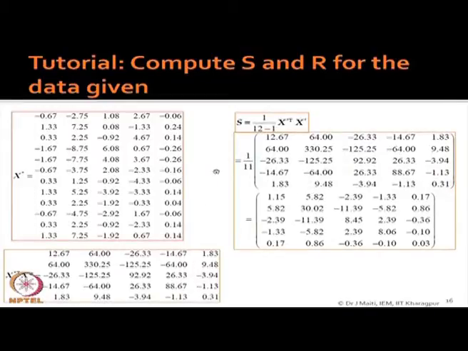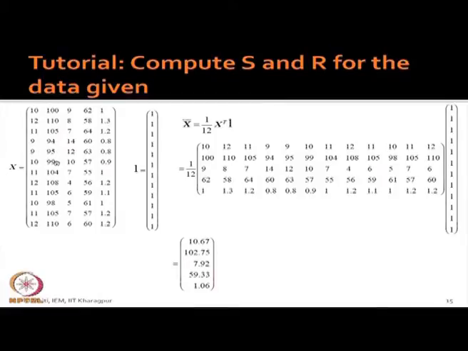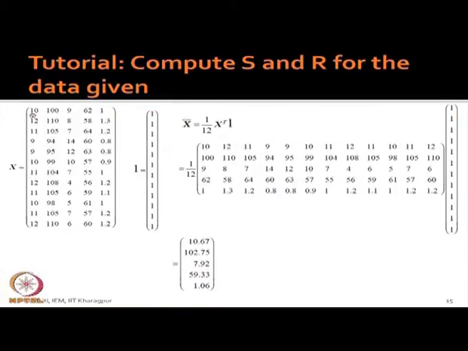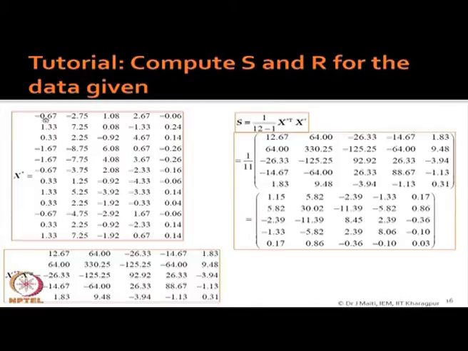Then what do you require to calculate? You require to calculate S. You require converting this x value to x star. That means, suppose 10 minus 10.67, that is why minus 0.67 is coming here. Once you get x star, the formula is S equals 1 by n minus 1, x star transpose x star, and this will give you this value. If you calculate on the left hand side, the bottom portion, this is nothing but the SSCP matrix, x star transpose x star.